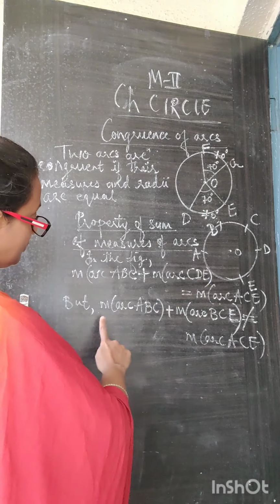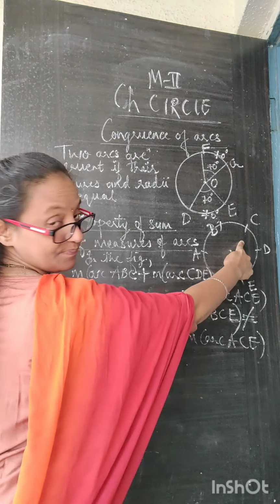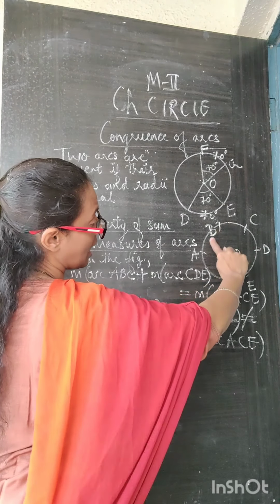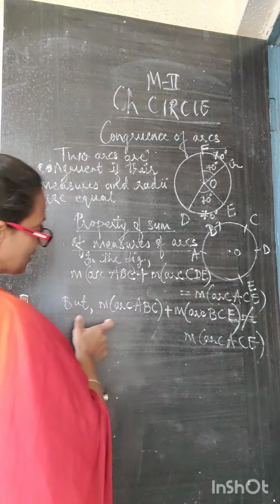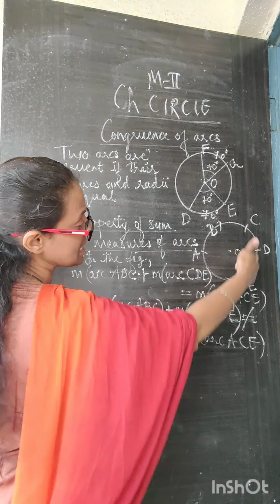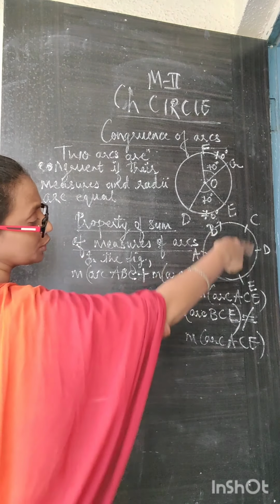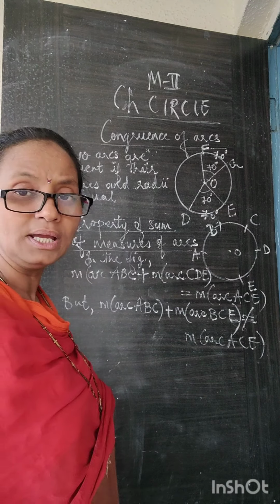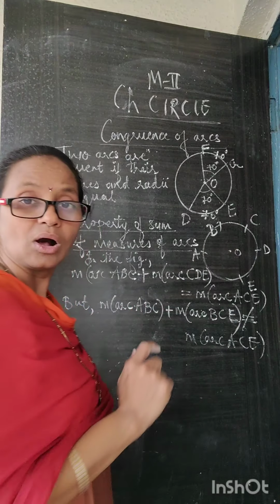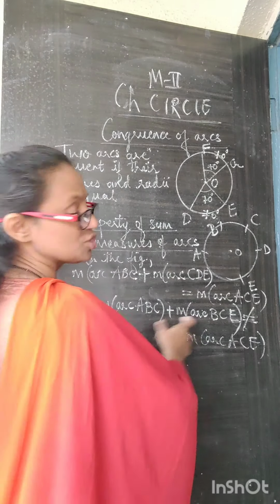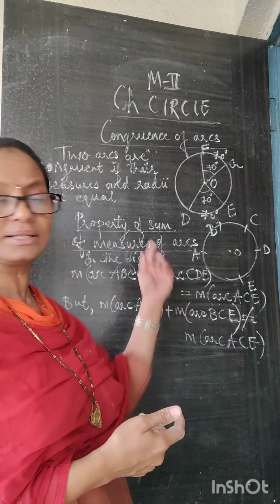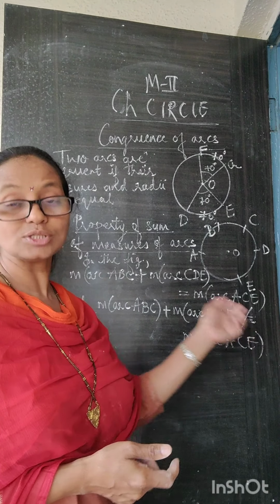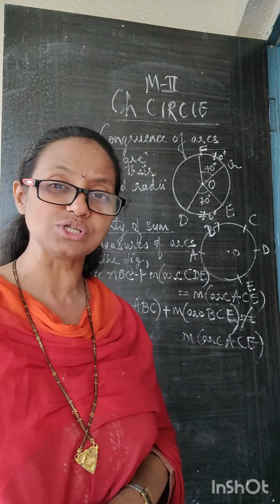But if I have the measure of arc ABC, and I take arc BCE, the measure of arc ABC plus the measure of arc BCE, then I cannot say it is equal to the measure of arc ACE. Why? Because BC is common in these two additions, so it cannot be the arc ACE. So this is the property of the sum of the measures of the arcs.